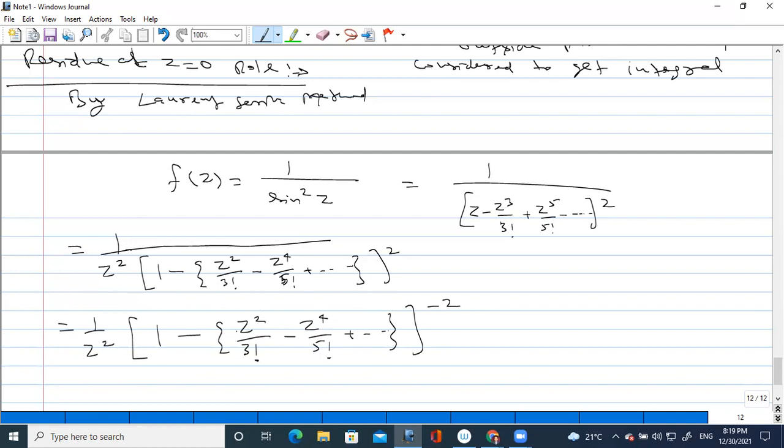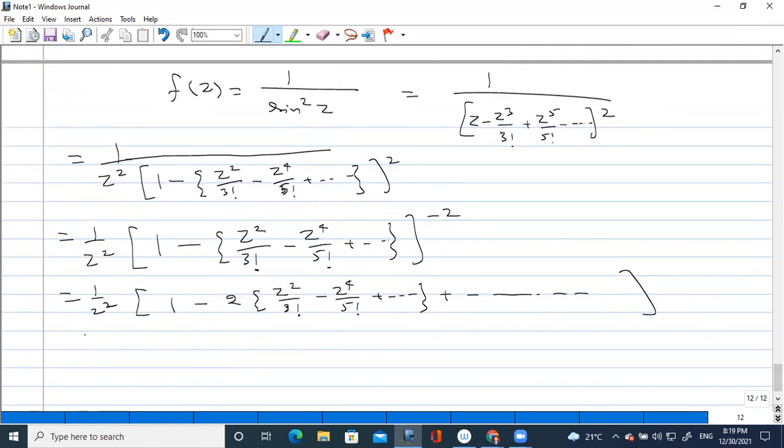So from here if you need to check, it will be 1 upon z square into 1 minus twice of the first term, z square by factorial 3 minus z to the power 4 and plus dot dot dot. This is the binomial I have opened, and plus something that will be a big series. But from the first term only I can see. If I check here, this first term will give me 1 by z square, and this term will give me 2 into z square, z square cancel, 2 by factorial 3. And again that term will give me z square. So it means what? There is no b1 term. There is no coefficient of 1 by z. So from here I can guess that residue is 0.